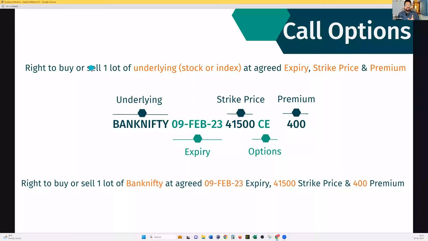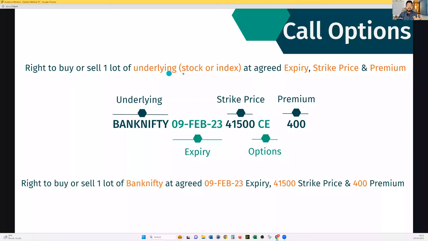So now it clearly gives you an understanding. You can either buy a call option or you can sell a call option. Both are possible, and you need to do it in one lot, which means you can always buy or sell an option in a lot. You can't do it on one quantity or two quantities. Always you can do it on one lot size of the underlying.